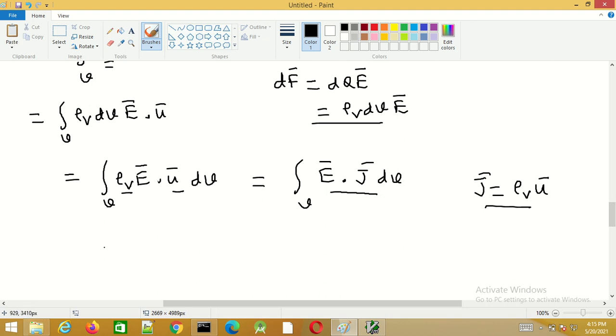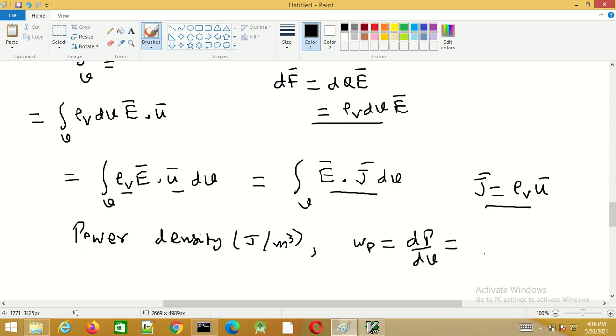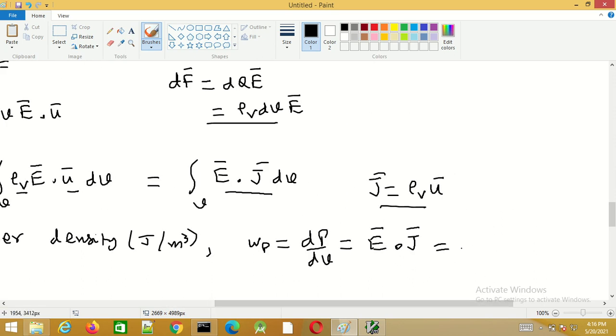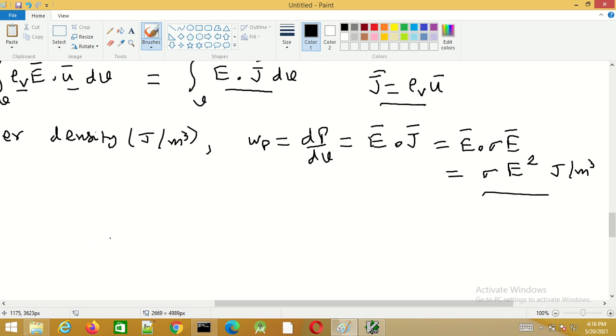Therefore the power density, which is expressed in joules per meter cube, can be written as dP by dV, and it is given by E dot J. Or since J is equal to sigma E from the point form of Ohm's law, it can also be written as sigma E square joules per meter cube. So this is the expression for the power density in a conductor.